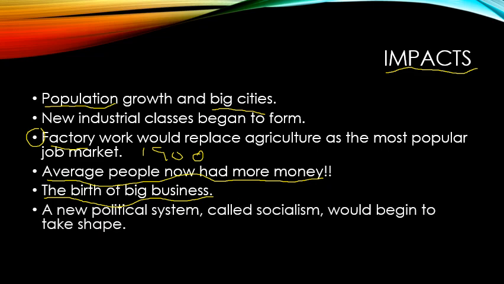Okay, well, we see the emergence of a new political ideology called socialism, right? And who is the father of socialism or the father of communism? Because socialism and communism are very similar. Socialism is the political system, while communism is the economic system. The person responsible for this was Karl Marx, the father of communism, who writes his book, Communist Manifesto, in 1848.